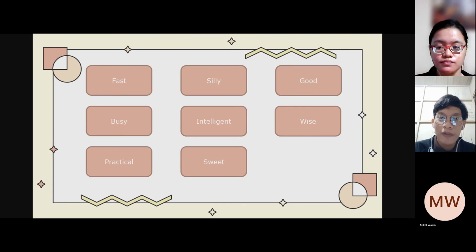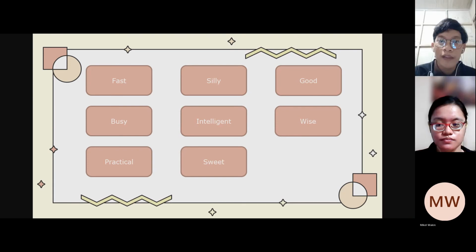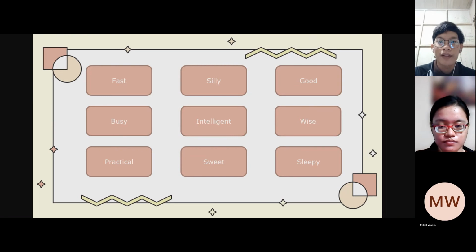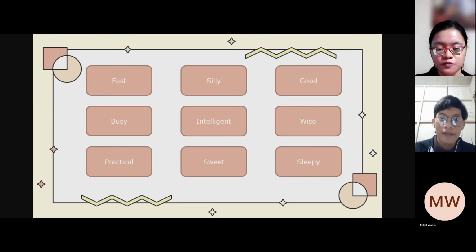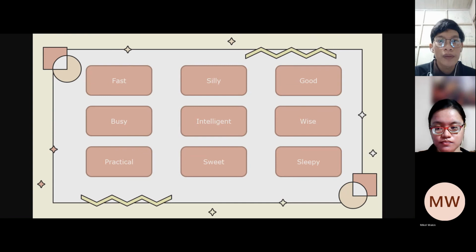Yes, that is correct. Wise is also a one syllable word, so therefore its comparative form is wiser. And now let's move on to our last word, which is sleepy. What do you think its comparative form is, Miss Salget? I think, sir, the comparative word of sleepy is sleepier. Yes, that is correct. Sleepy is also a two syllable adjective, so therefore its comparative expression is sleepier.